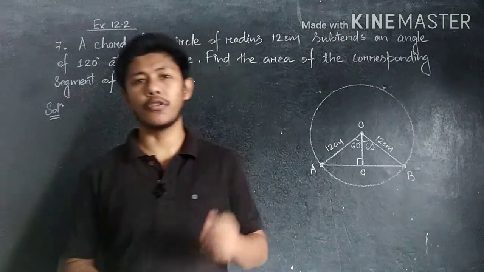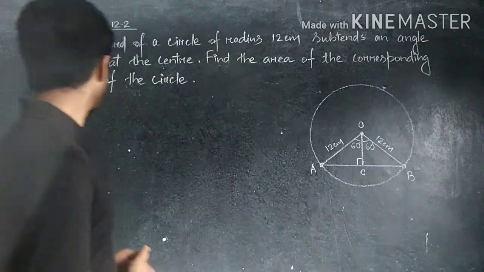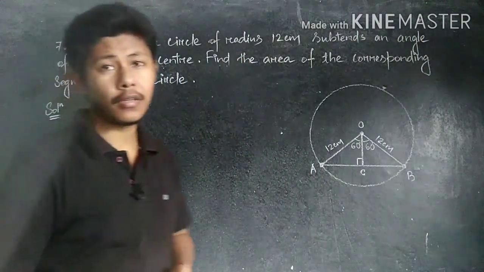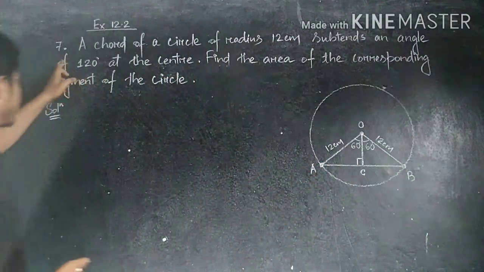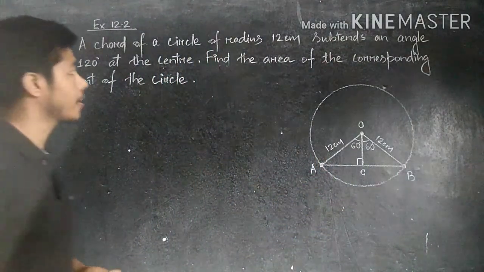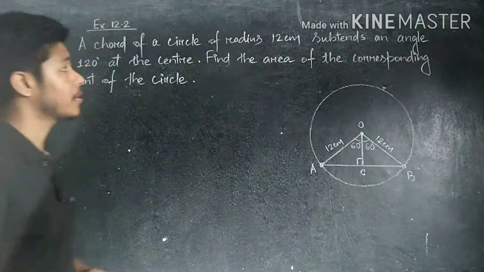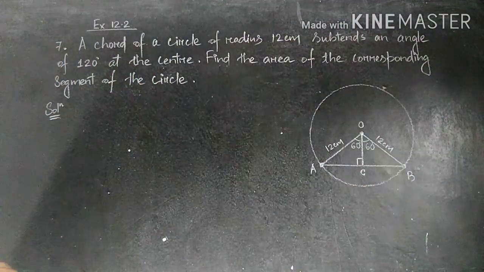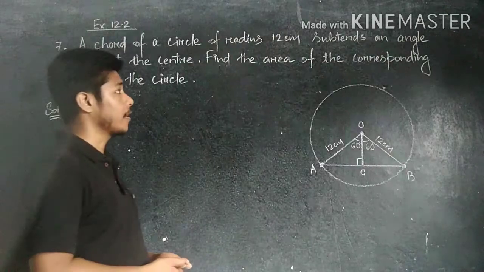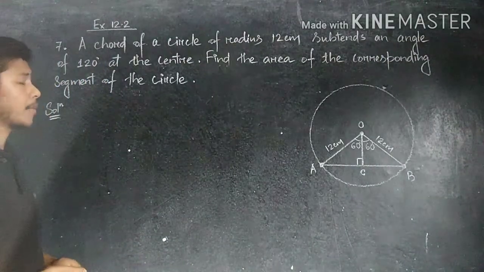Now the next one is question number 6. I think up to 6 we have completed. Now this one is question number 7. A chord of a circle of radius 12 centimeter subtends an angle of 120 degree at the center. Find the area of the corresponding segment of the circle.